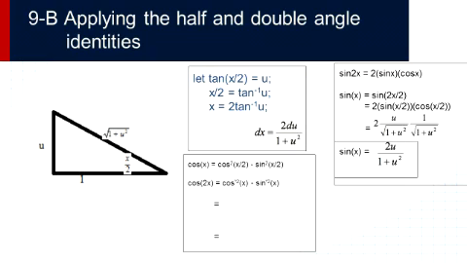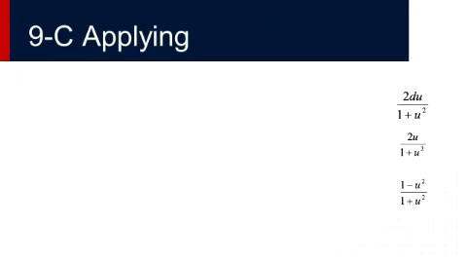And then we look at cosine squared x over 2. We know what cosine x over 2 is, we just square that, and we get 1 over 1 plus u squared. And the same goes for sine squared x over 2. We would get u squared over 1 plus u squared. Subtract that, and we get 1 minus u squared over 1 plus u squared is equal to cosine of x.